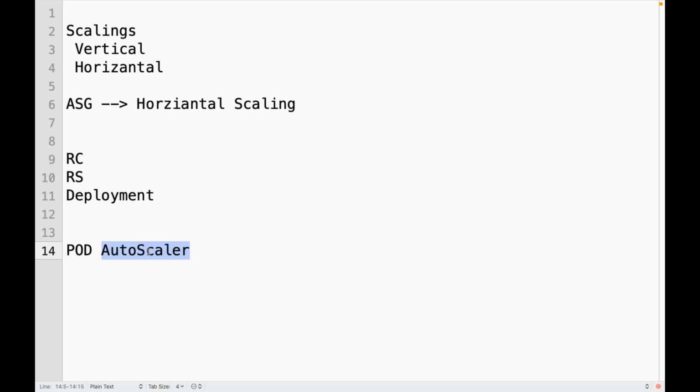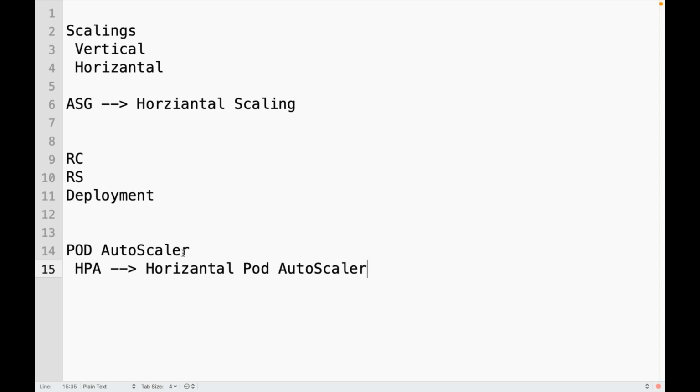Kubernetes is managing the pods in a given infrastructure. So using this pod autoscaler, we can scale the pods. Here we have HPA, which is widely used. What does HPA stand for? Horizontal Pod Autoscaler.